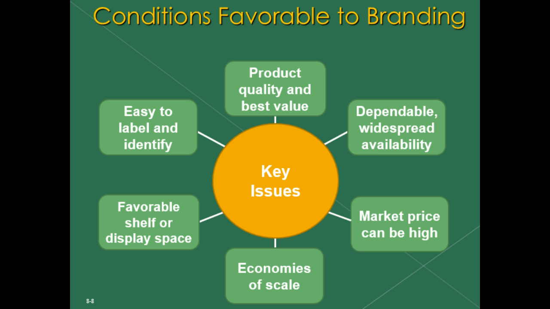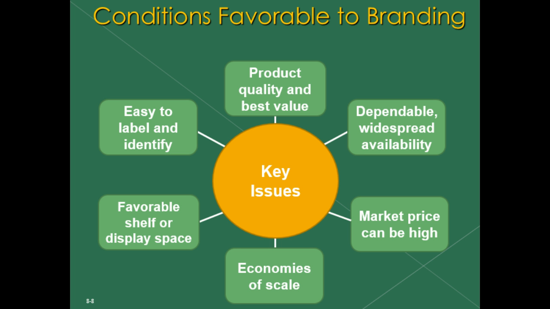Product quality is easy to maintain, and it's the best value for the price. You don't want it to be cheap as in quality. You don't want it to be overly inexpensive. You want it to be a very good quality product at a very good price. All right, dependable and widespread availability. If it is at all possible, you want to try to make your product available to as many people as possible and easily available as well.